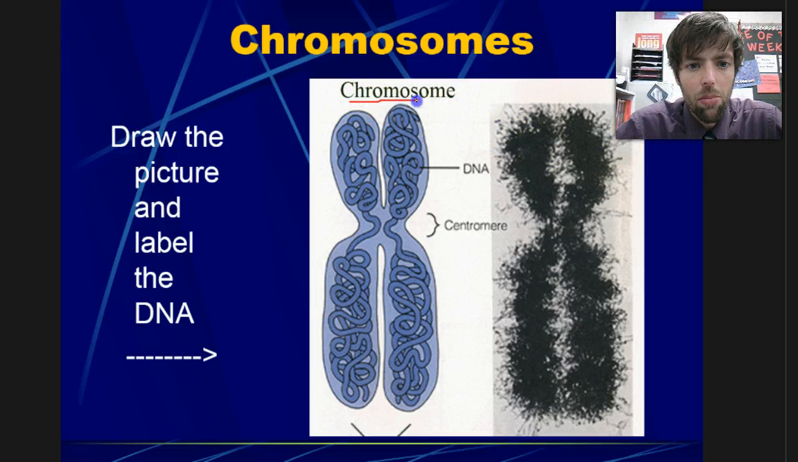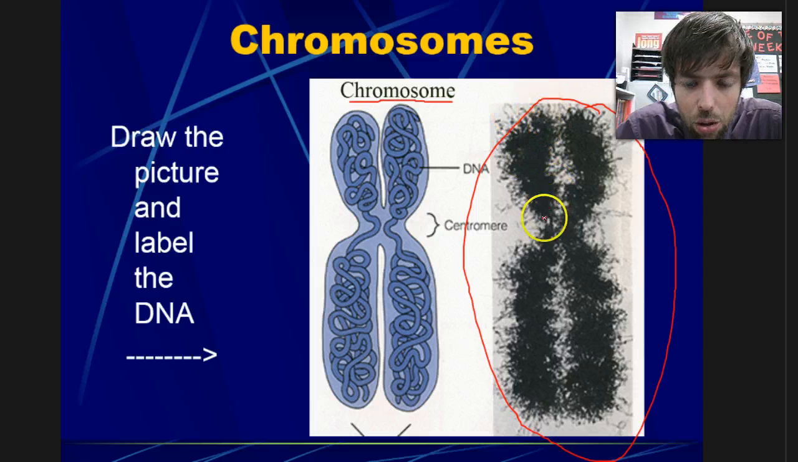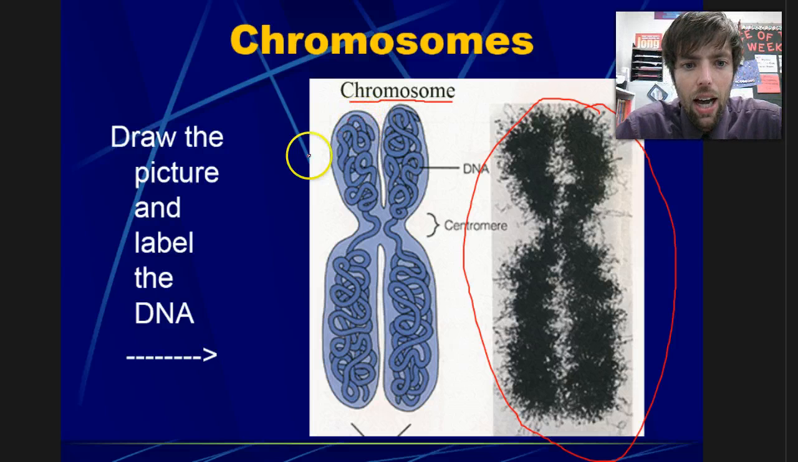So the first thing I want you to do in your notes is to write down the word chromosome and then to draw this picture underneath. This is what a real chromosome looks like, an extremely zoomed in microscopic picture of it. You can see all these crazy strands of DNA, but this is probably more what it would look like when we draw it. So why don't you pause the video for a second and draw what you see.